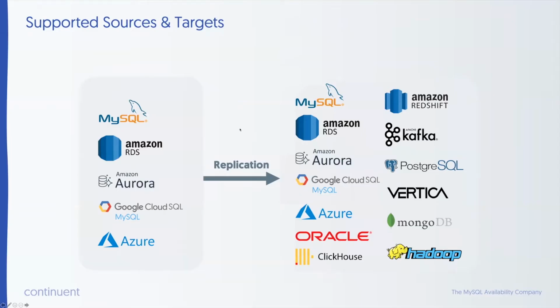As I've mentioned, we can extract from all of these kinds of sources. So all the variants of MySQL, Amazon RDS, Amazon Aurora, Google Cloud and Azure. And then we can replicate into everything you see here. So all of the same points that we extract from, but then also Oracle, ClickHouse, Hadoop, Mongo. MongoDB also includes Atlas, so we are able to apply into Atlas. Vertica, Postgres, including AWS Postgres. And then obviously Kafka and Redshift. So they're all valid targets, and these are our valid sources. So let's look at the AMI.